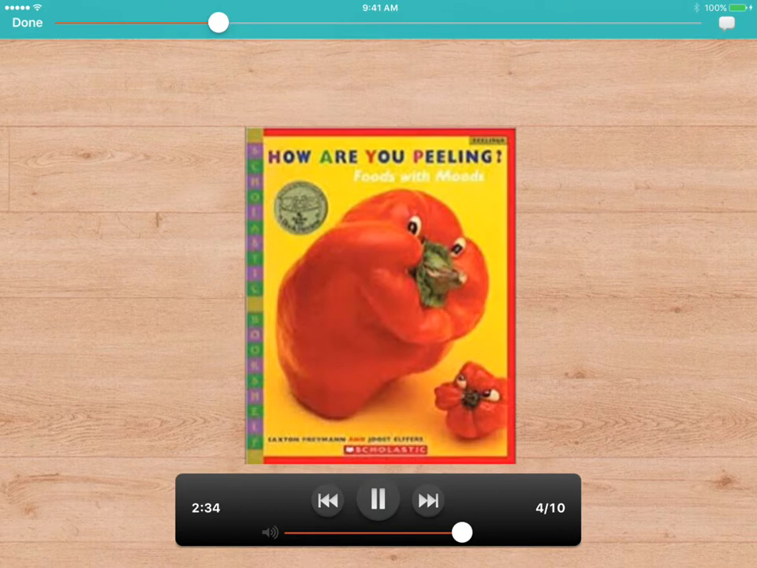This is one of my favorites. I've used this book for a long time with my students and my own children, and it's called How Are You Peeling? Foods with Moods. The author has taken photographs of actual real foods and given them personalities, and it's a great way, because it's open-ended, for students to really explore what emotions look like and how we feel when we have those emotions. It's just a really neat book, and students are fascinated by it.